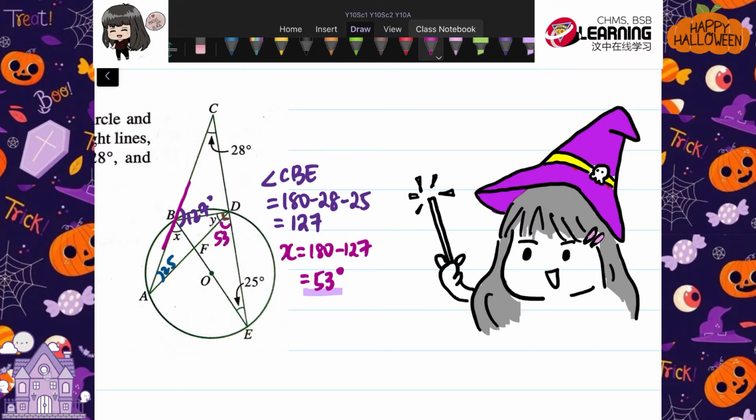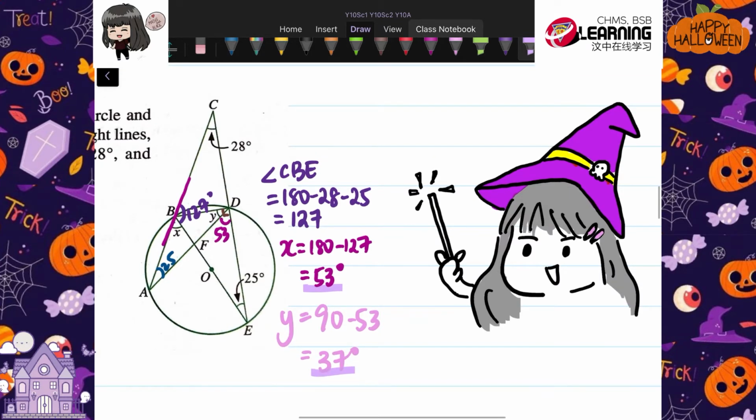So if this is 53, then you can find your y. Your y will be equal to 90 minus 53, so it's equal to 37 degrees. That's it for your x and y.